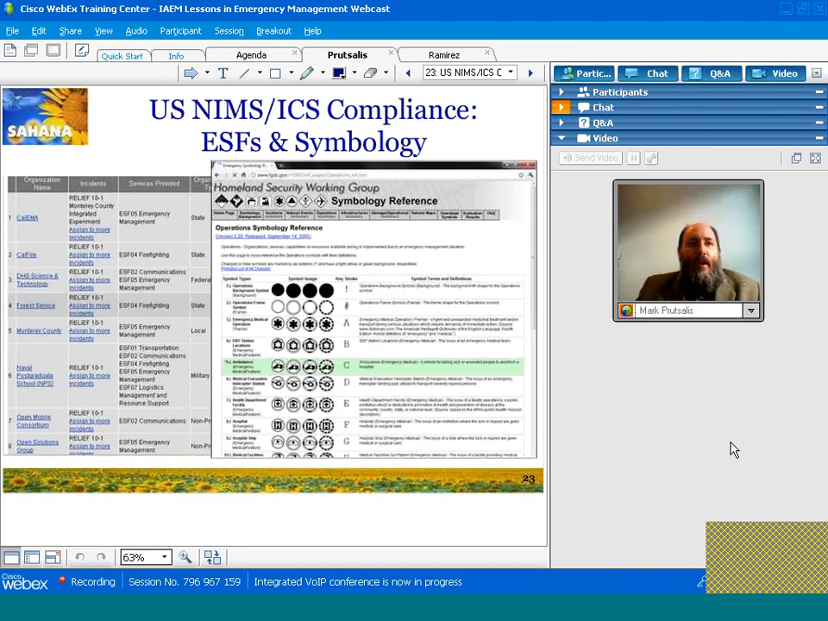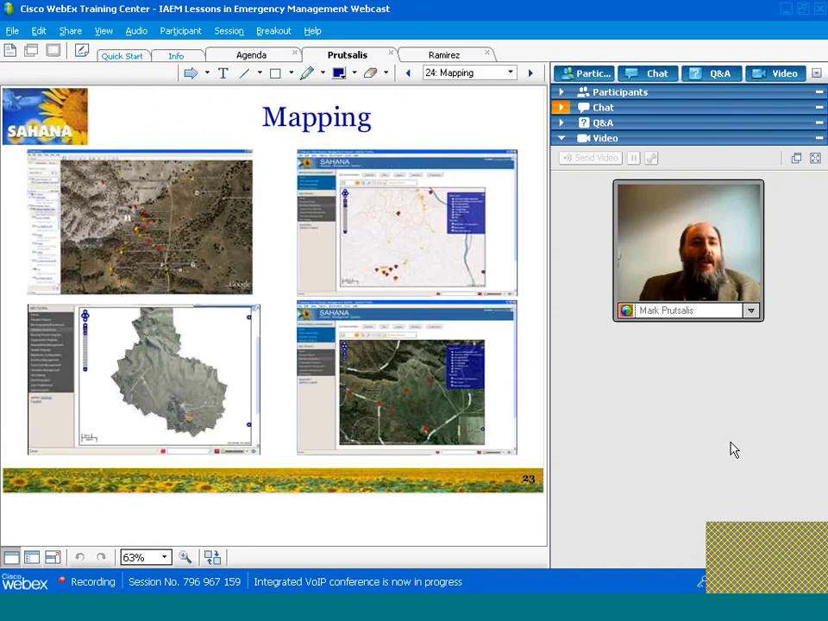For those in the U.S., we've been working on supporting more NIMS and ICS protocols, including building in support for organizing activities by emergency support function, by assigning ICS titles to different individuals in their roles, and using symbology that came out of a Department of Homeland Security working group for mapping within our mapping client. So we've been working on that. That'll be useful information for this audience.